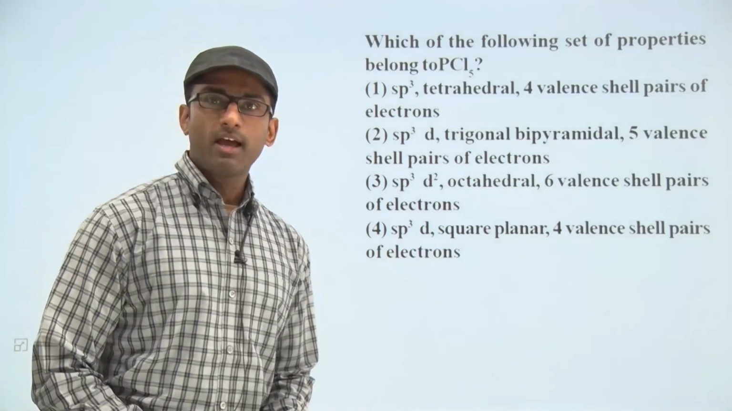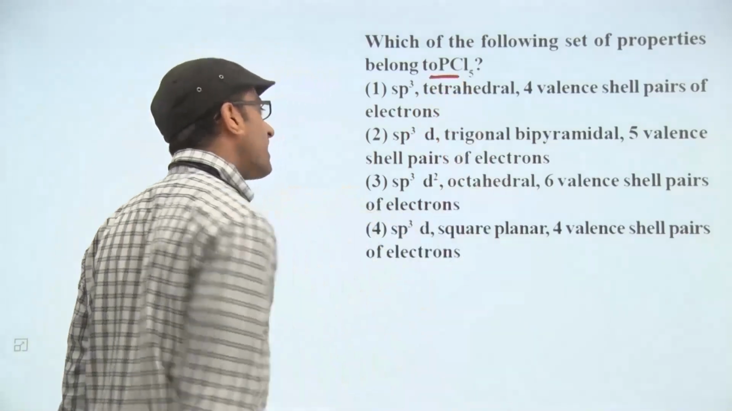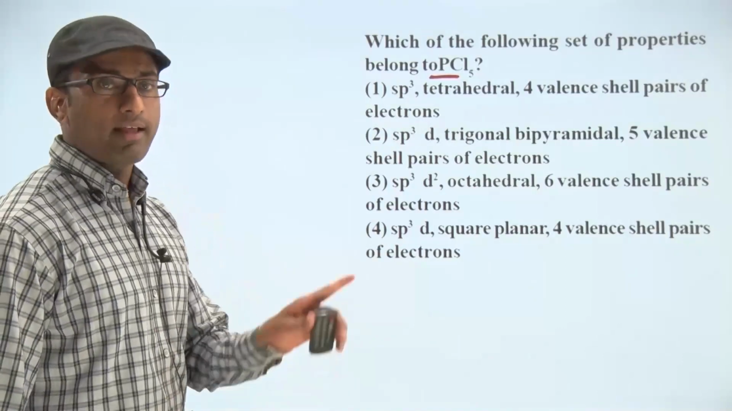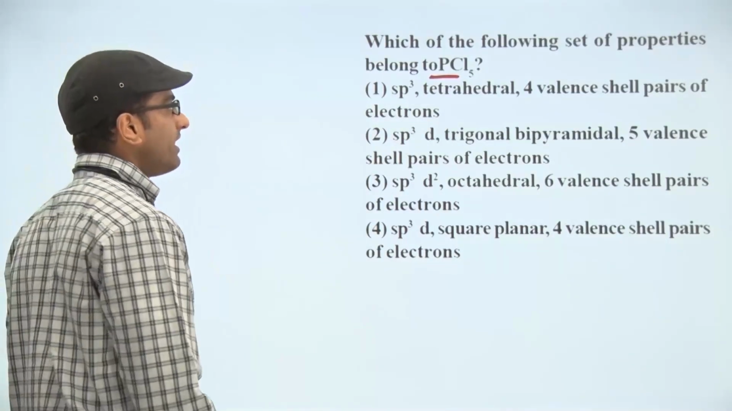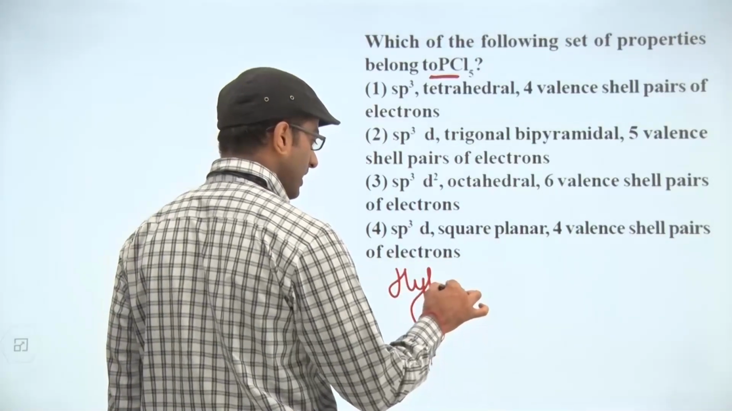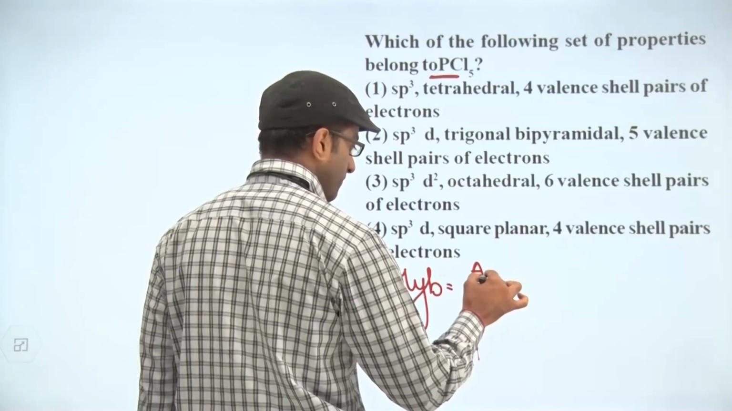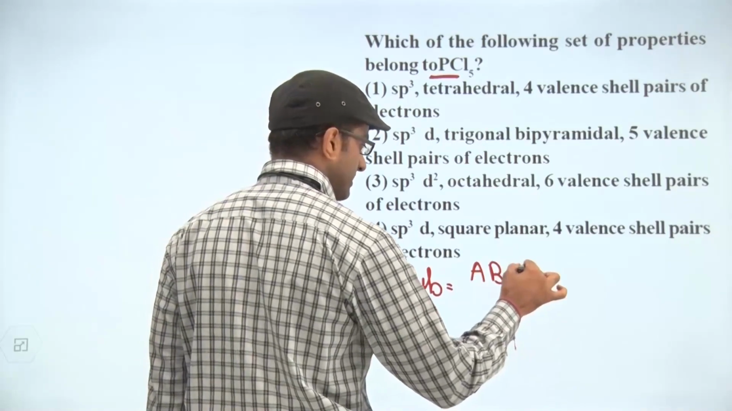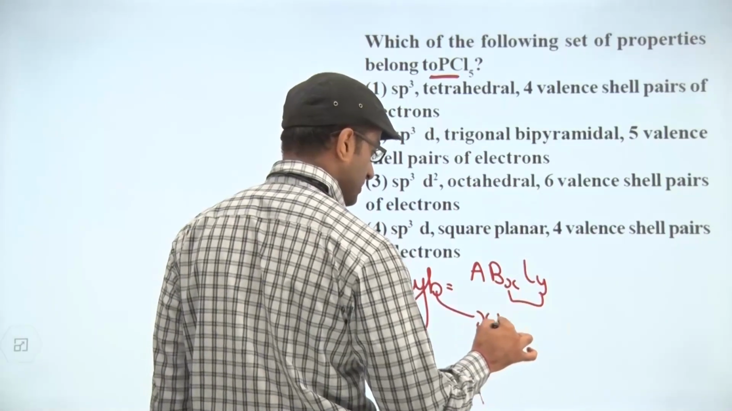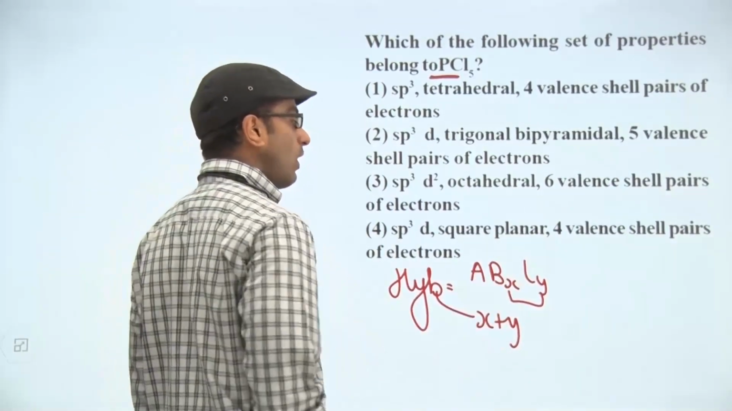Student, this question is asking that which of the following set of properties belong to PCl5? And you can see that statements are given based on the structure and the hybridization. So how can we identify here the hybridization? Very simple. Hybridization equals to AB_X L_Y, it means the sum of X plus Y. B for the bonded atom and L it means the lone pair.